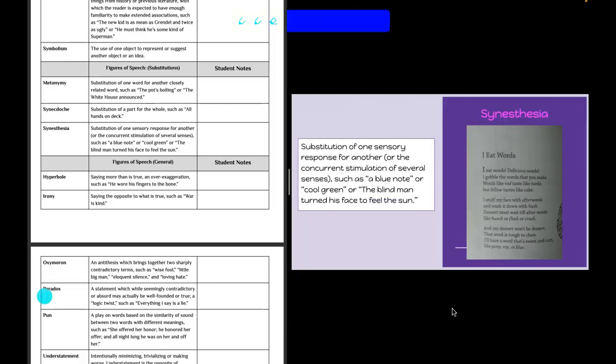Synesthesia, substitution of one sensory response for another, or the concurrent stimulation of several senses, such as a blue note or cool green, or the blind man turned his face to feel the sun. So you're combining more than one sensory response, or you're replacing one. So for example, a blue note: a note is something that you listen to, but in this case, it's explained with a visual color, and that's what makes it synesthesia.